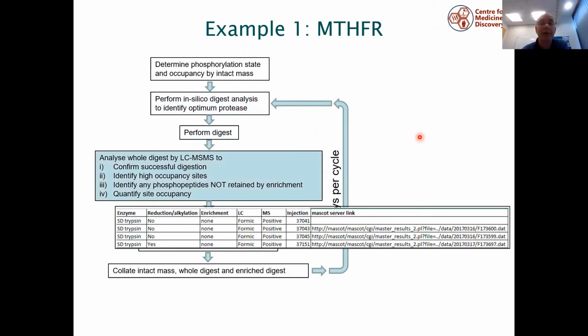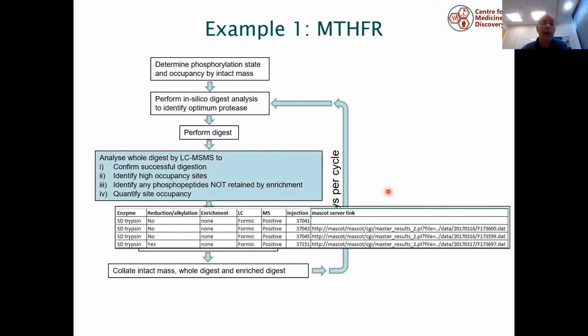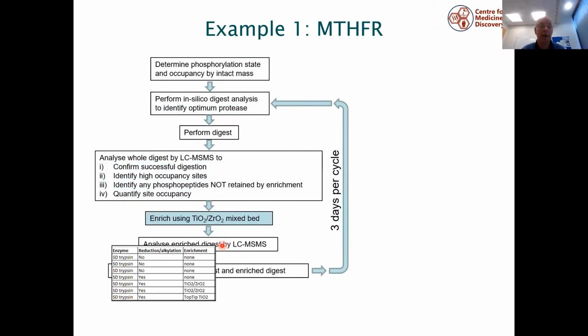So we perform the digest, and we've done this, and this is digest using smart digest trypsin. We then analyze the whole digest, the unenriched digest, by MSMS. This is what we've done here, no enrichment. And then we enrich with titanium zirconium oxide. This is no enrichment. This is with metal oxide affinity enrichment. And here we've done it with a commercial titanium dioxide tip, just to compare it with our internal method.